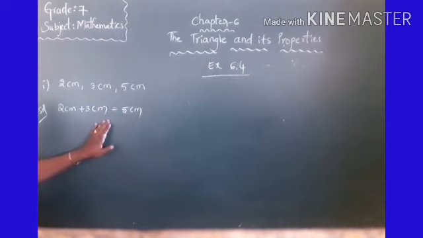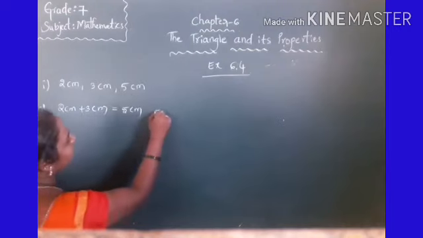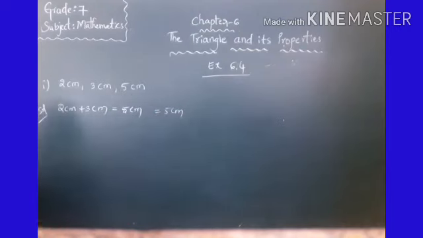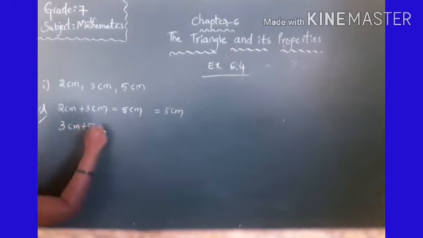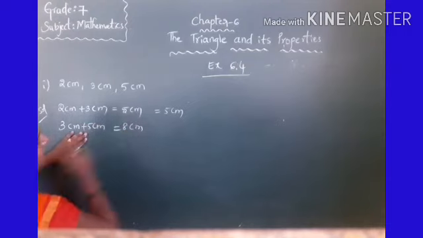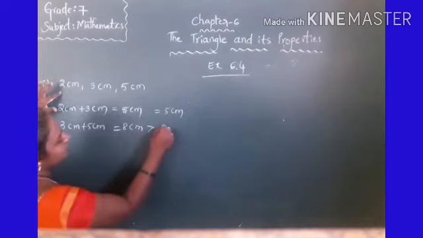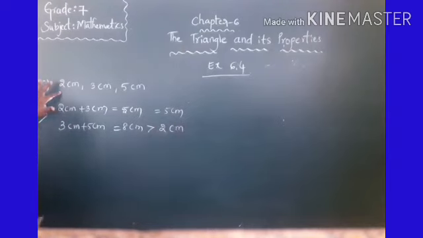This 5 centimeters is greater than the third side? No, it is equal to the third side, 5 centimeters. Next take these two sides, 3 centimeters plus 5 centimeters. So the sum is 8 centimeters. Is 8 centimeters greater than 2 centimeters? Yes, it is greater than 2 centimeters.